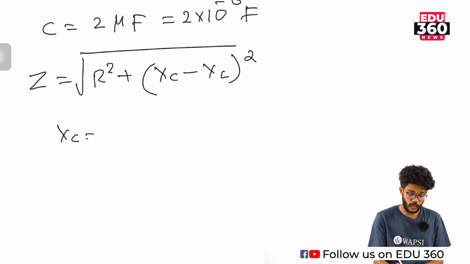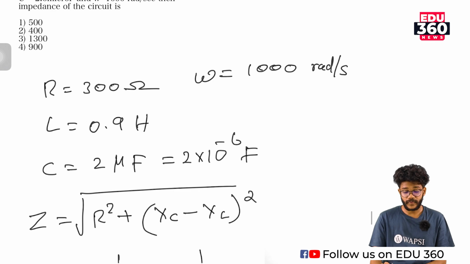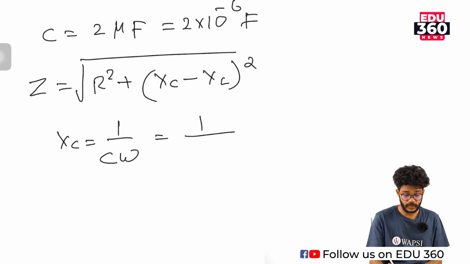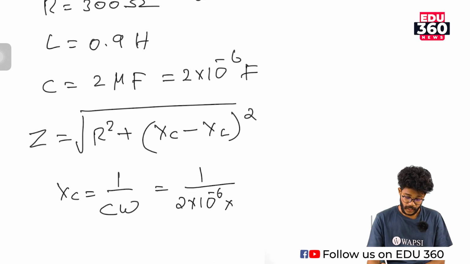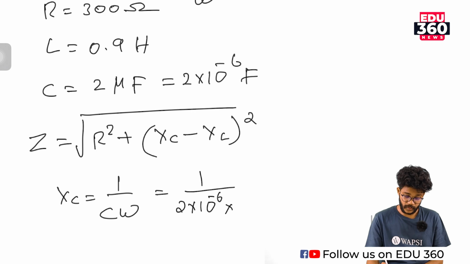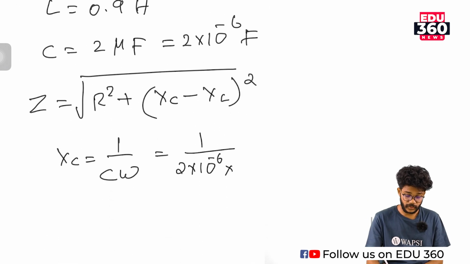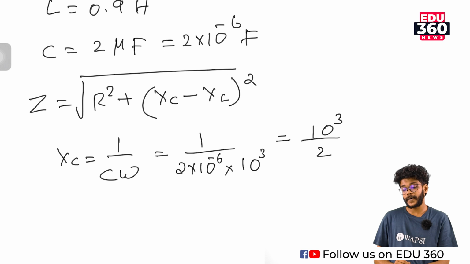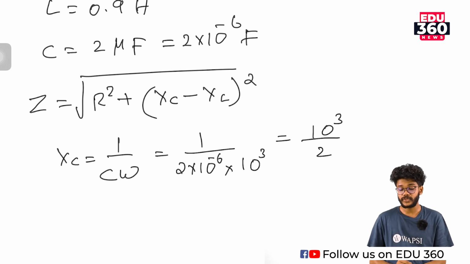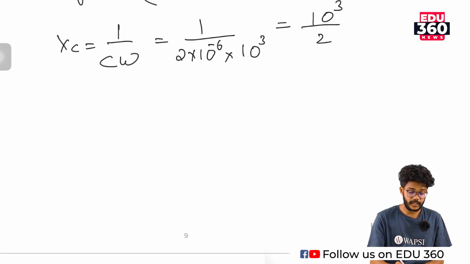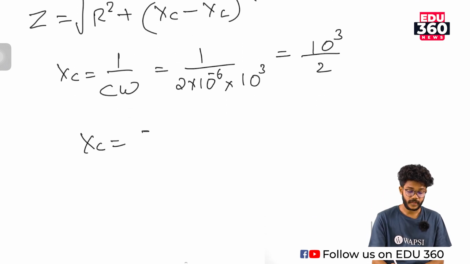XC is equal to 1 by C omega, which is equal to 1 by, what is C? 2 microfarad, that is 2 into 10 raised to minus 6. What is omega? 1000, 10 raised to 3. That means 1 by 2 into 10 raised to minus 3, which gives 10 raised to 3 by 2. 10 by 2 is 5, so 5 into 10 raised to 2, that is 500. So XC is equal to 500.